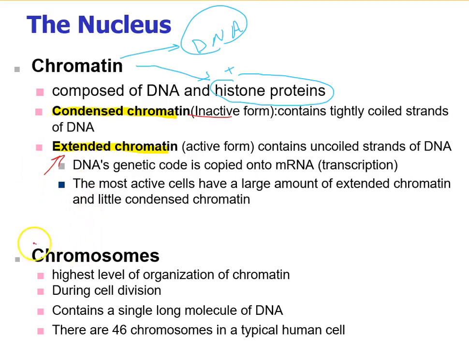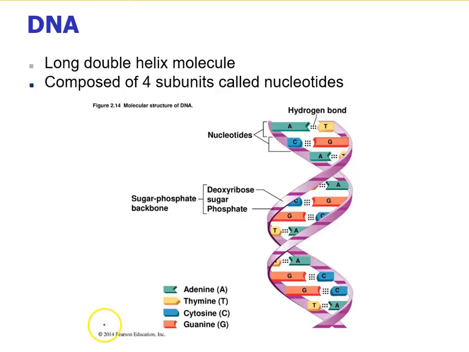Okay, but what is the chromosome, or what is the difference between chromatin and chromosome? Chromosomes are the well-organized, compact version of chromatin, especially during cell division. Each chromosome is composed of a single long molecule of DNA, and a typical human cell has 46 chromosomes, or 23 pairs of chromosomes.